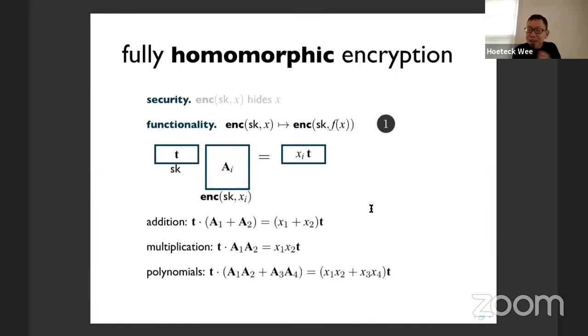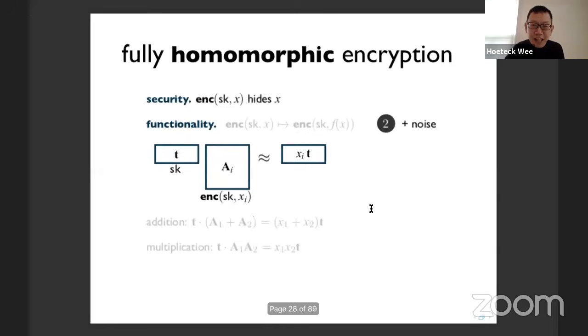In fact, it doesn't really matter how you handle the multiplication, whether you do A1 times A2 or A2 times A1, you still get a polynomial such that T times that polynomial is X1 times X2 times T. So that's a natural way to define f applied to all of these matrices, and that basically is what the FHE evaluation is going to be. Any question at this point?